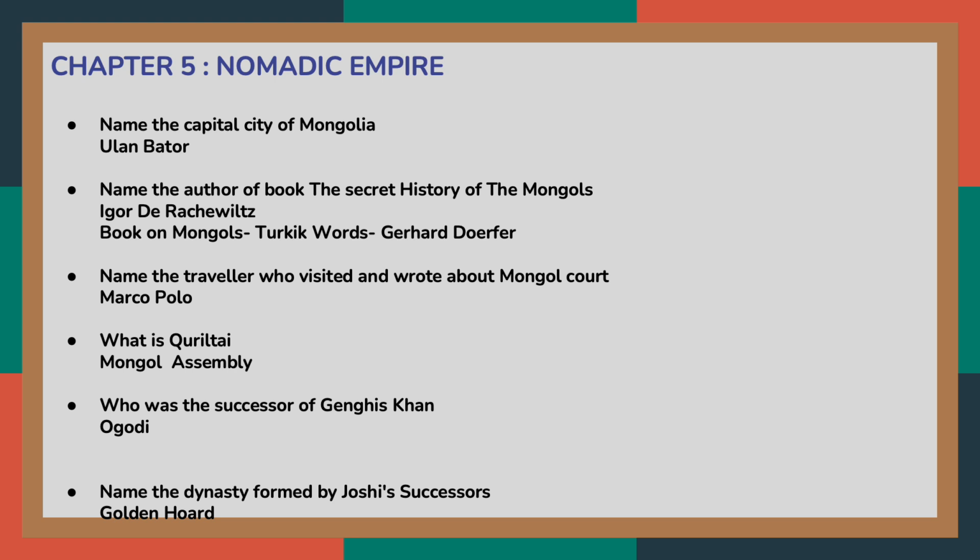Chapter 5, Nomadic Empire. First question. The capital city of Mongolia, Ulaanbaatar. The author of the book The Secret History of the Mongols is Igor de Rachewiltz. The book on the Mongols, The Turkic World, is written by Gerard Doerfer. Marco Polo is the traveler who visited and wrote about the Mongol court. Kurultai is the Mongol assembly and Ogodei is the successor of Genghis Khan. The dynasty formed by Jochi's successor is the Golden Horde.